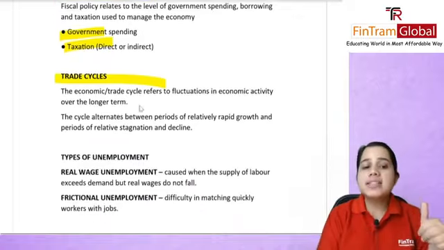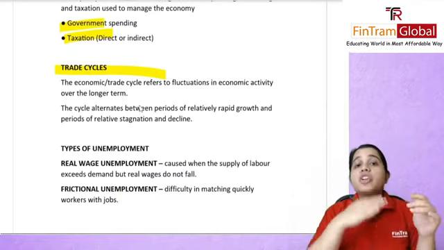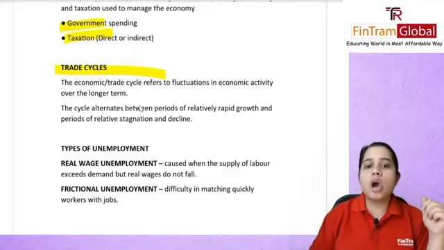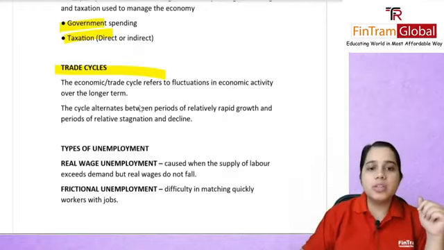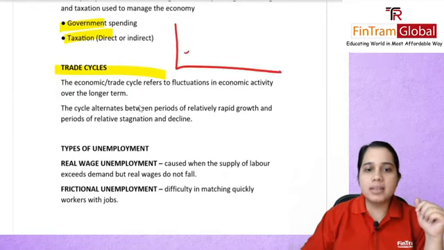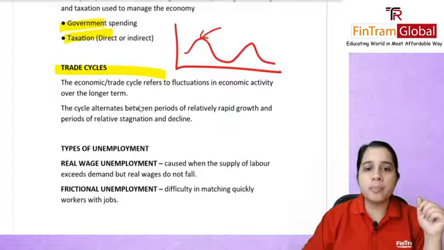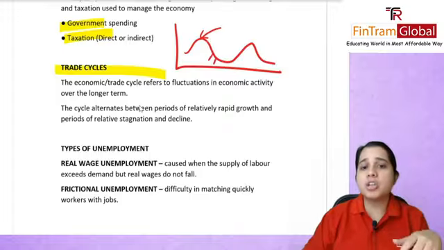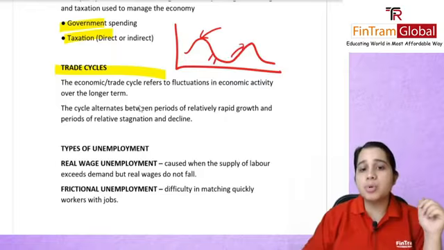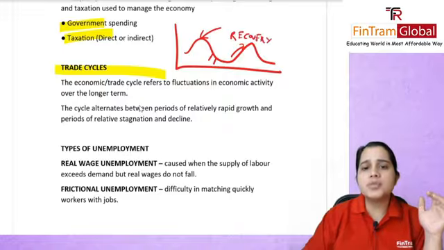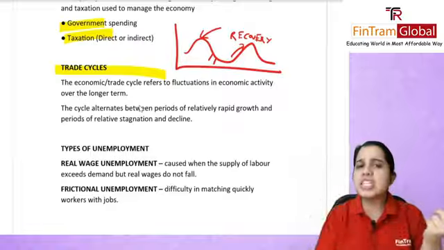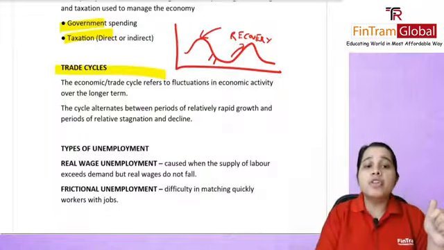Next is your trade cycle. This was the fluctuations that happen in the economic activity. So if you remember, we had covered the trade cycle. It looks something like this. Alright, so this is your good period, boom. Then you have your bust, you have your recession. Then you'll again start going up. So this will be your recovery, and so on and so forth. And this keeps on going. Economic fluctuations keep on happening. So that is a trade cycle.